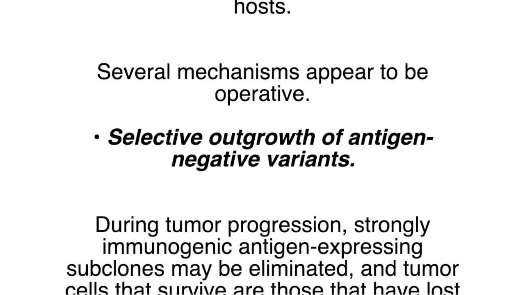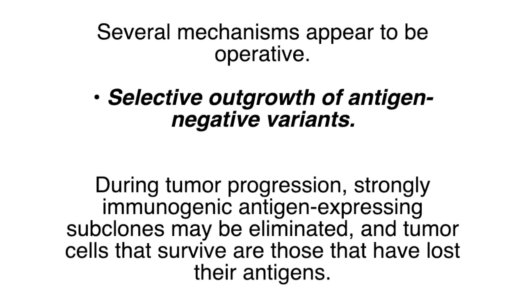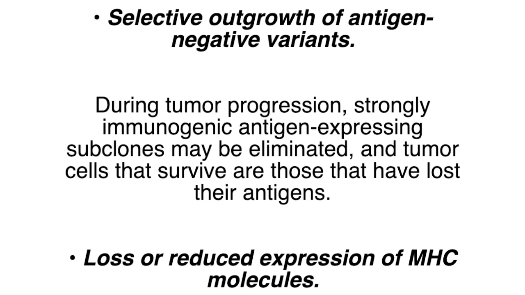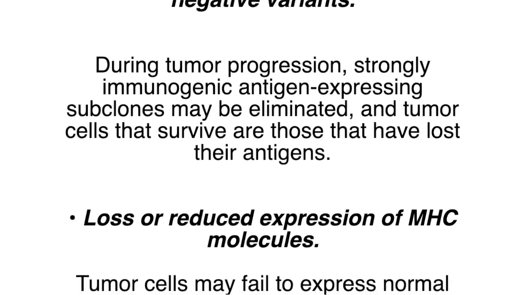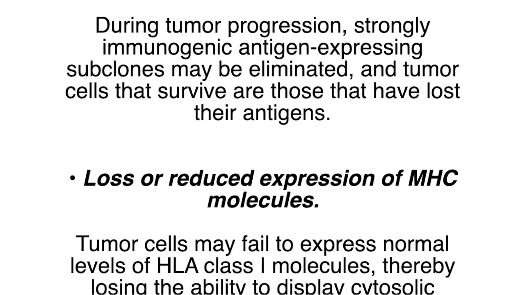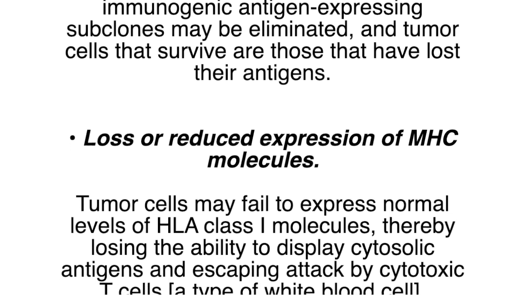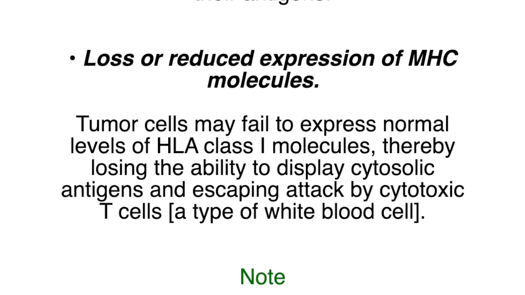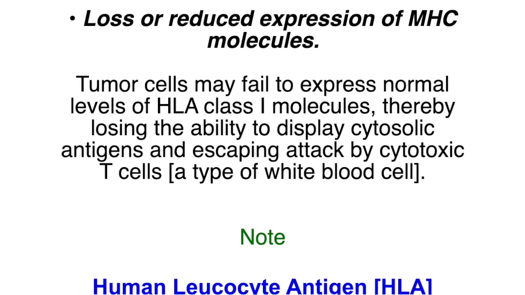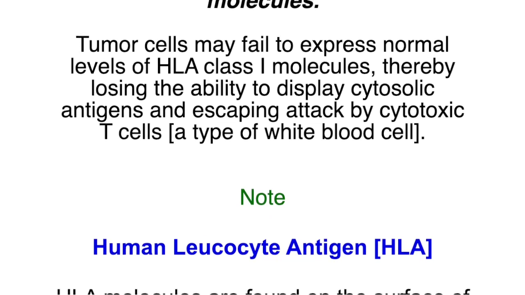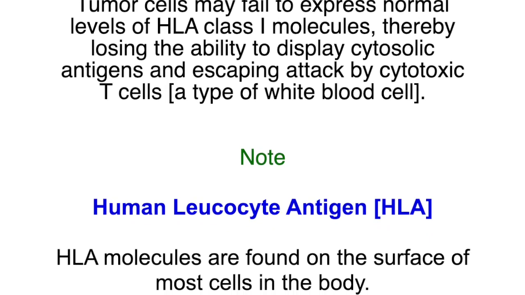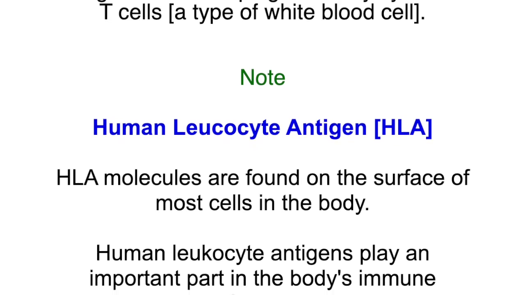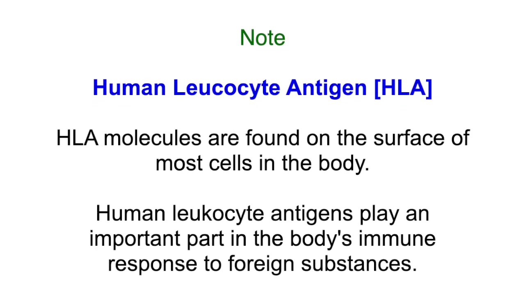1. Selective outgrowth of antigen-negative variants. During tumor progression, strongly immunogenic antigen-expressing subclones may be eliminated, and tumor cells that survive are those that have lost their antigens. 2. Loss or reduced expression of MHC molecules. Tumor cells may fail to express normal levels of HLA class I molecules, thereby losing the ability to display cytosolic antigens and escaping attack by cytotoxic T cells.